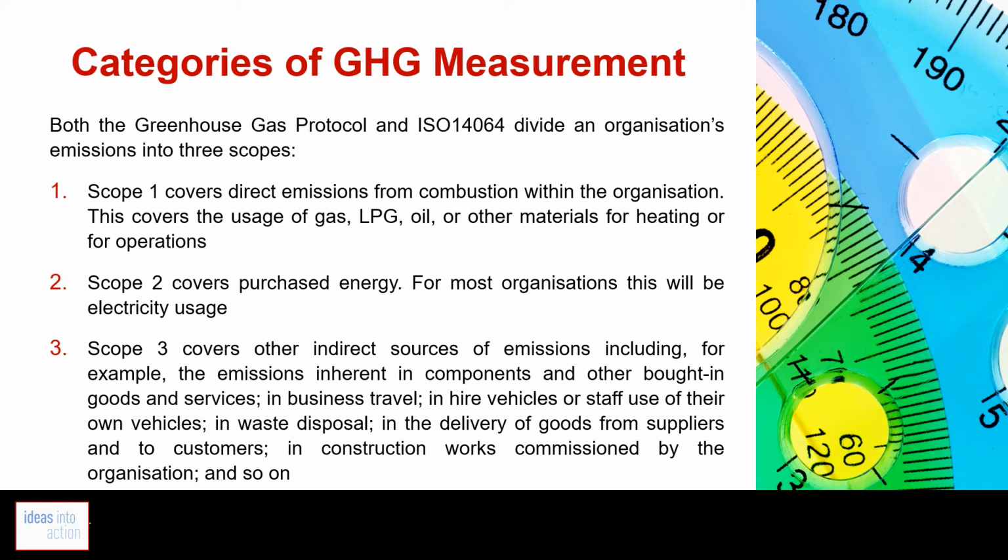Scope 2 covers purchased energy. For most organisations this will be electricity usage, but it also covers purchased heat or steam. Scope 3 covers other indirect sources of emissions, including, for example, the emissions inherent in components and other bought-in goods and services, in business travel, in hire vehicles or staff use of own vehicles, in waste disposal, in the delivery of goods from suppliers and to customers, in construction works commissioned by the organisation, and so on. Scope 3 emissions often make up at least 50% of an organisation's total emissions.